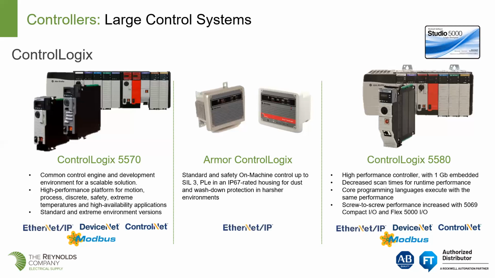So there is the guy in the middle. Just kind of included him there just to show that there is what we call the ARMOR ControlLogix. So I would say we probably don't see that a whole lot in our area, but that is an IP67 rated ControlLogix kind of as an on-machine product. There's no I/O in that. You would basically attach everything over Ethernet to a remote I/O.